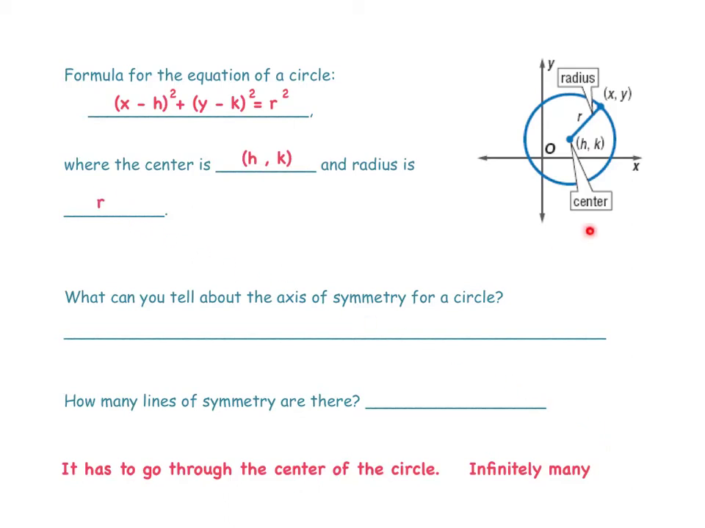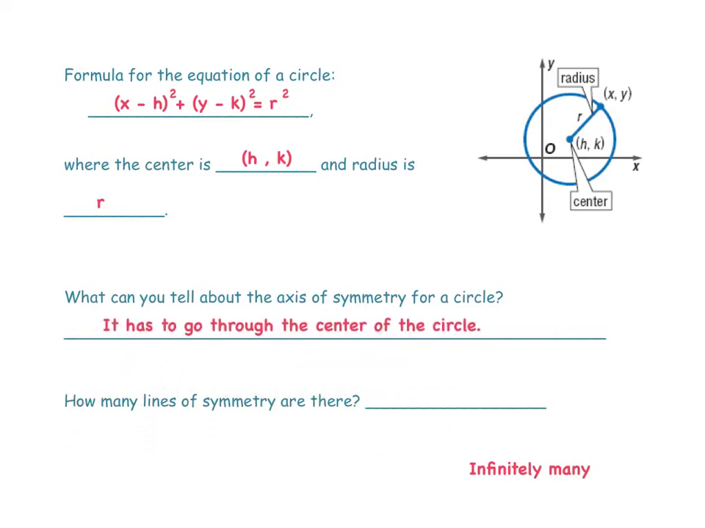Now, if you look at this graph right here, what can you tell about the axis of symmetry for a circle? Well, it has to go through the center of the circle. So if you look over here at our diagram again, this could be an axis of symmetry, this could be an axis of symmetry, this could be. And so, going to our next question, how many lines of symmetry are there? Well, there are infinitely many. As long as it goes through the center of the circle, your possibilities are endless as to what your axis of symmetry could be.